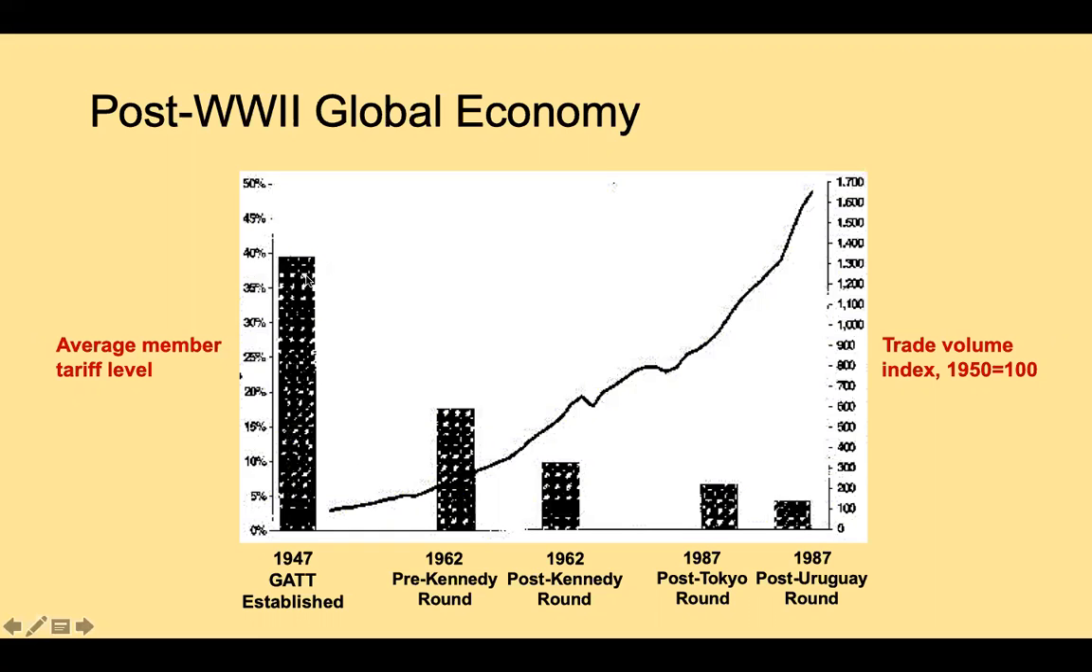And as you can see, as the average tariff level fell, the trade volume index, or the total volume of trade between countries, increased exponentially. And in fact, it's a pretty linear relationship. You see that as tariffs fell, the trade volume increased, because as it became cheaper and cheaper in terms of tariffs and the tax burden to import or export goods, countries imported and exported more goods, and vice versa as you go back in time.